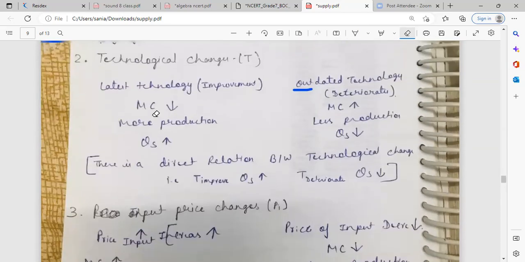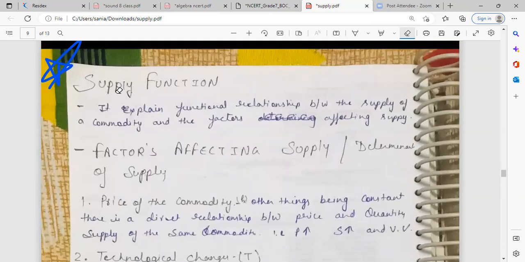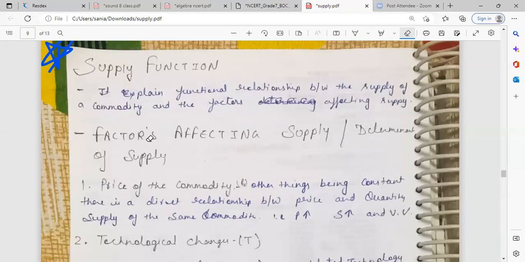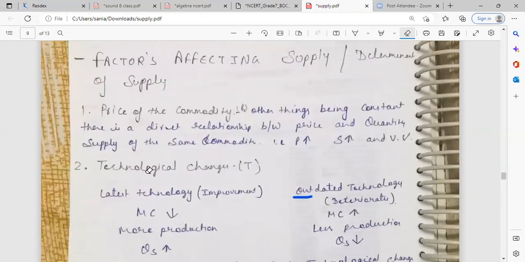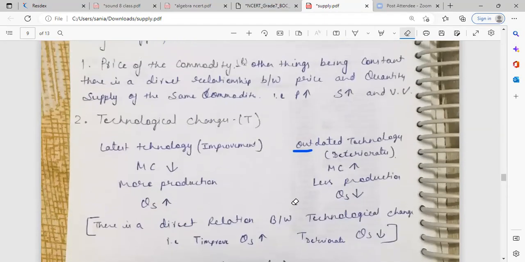Okay, so first of all, you will write supply function, then explain the supply function. Then factors affecting: first factor, second factor, third factor. Accordingly, you can make it down, because instead of writing a theory, it's very easy for you to remember. When they ask you what happens when technology changes, you cannot write like this, right? But for revision, it's easy for you.